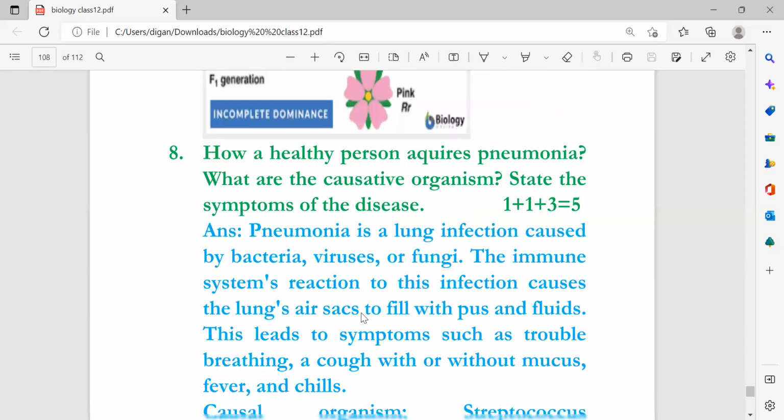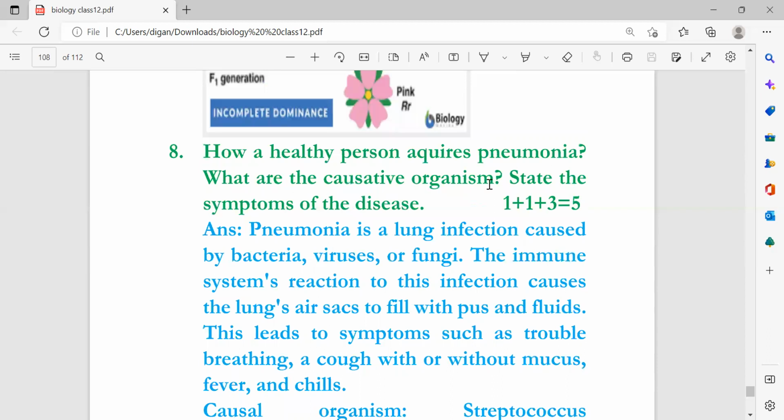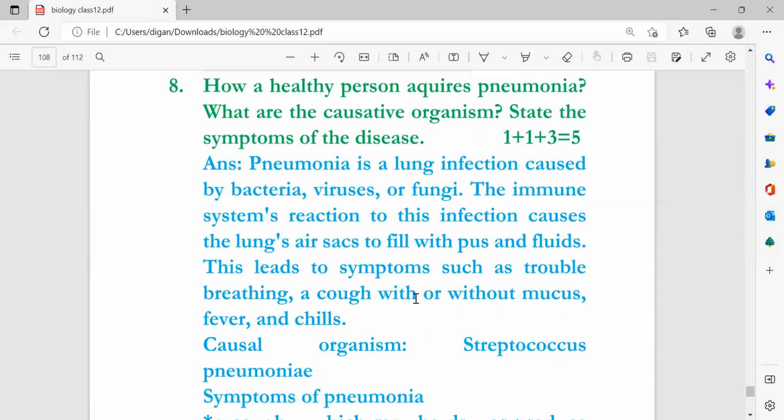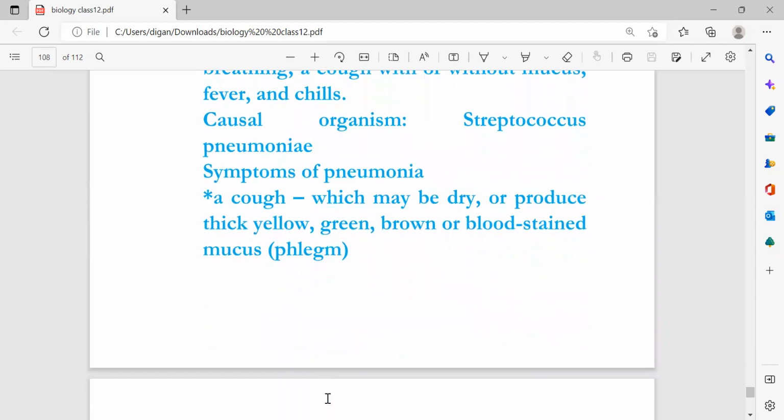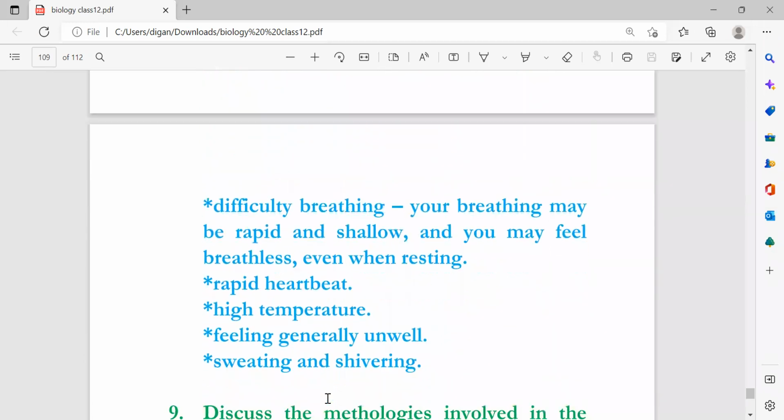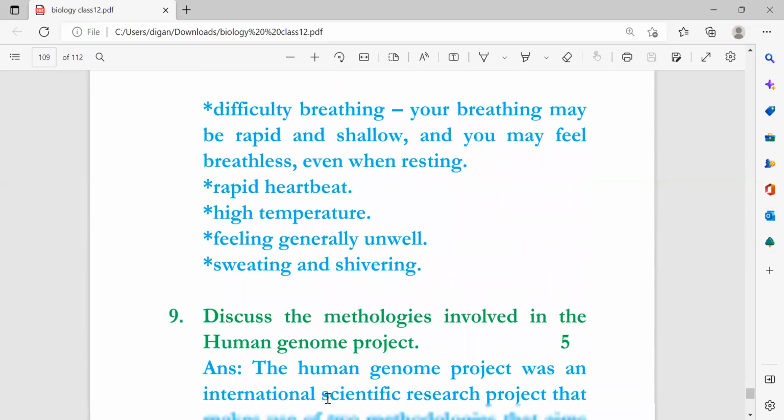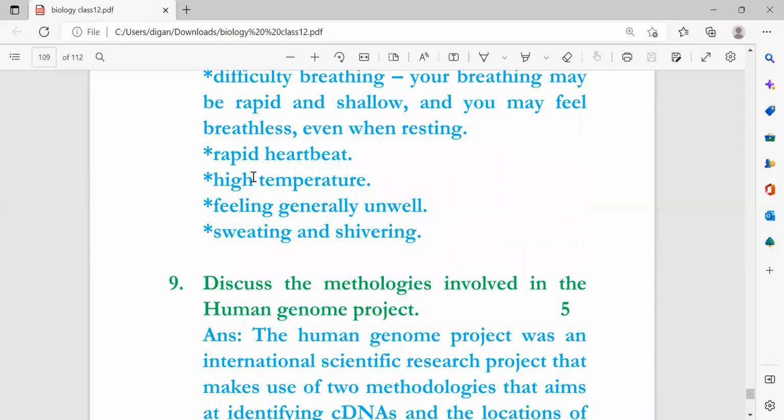How does a healthy person acquire pneumonia, what are the causative organisms, and state the symptoms of this disease. So how can pneumonia be caused? It is a lung infection caused by bacteria, virus or fungi, and the main causal organism is Streptococcus pneumoniae. And the symptoms of pneumonia are: first, cough; second, difficulty breathing; third, rapid heartbeat; fourth, high temperature, feeling generally unwell, and sweating and shivering.